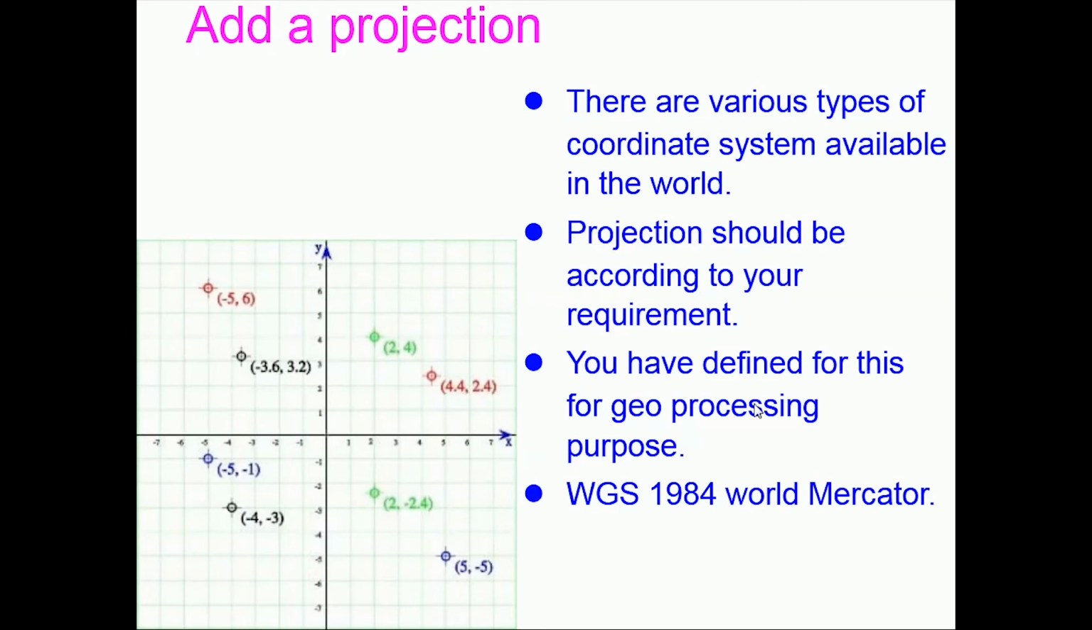Finally, we have to define a projection for our shapefile. There are various types of coordinate systems available in the world. It is a huge number of coordinate systems we can find throughout the world. But we should define our projection according to our requirement. If not, it is a useless thing. So you have to understand what projection should be added to our shapefile. In my exercise, I will use the WGS 1984 World Mercator projection for our work.